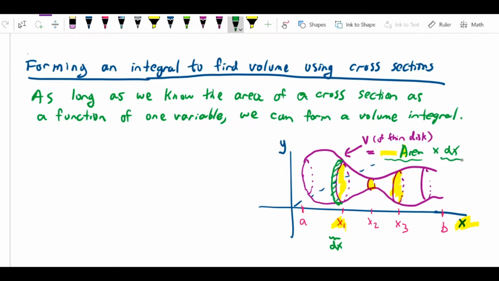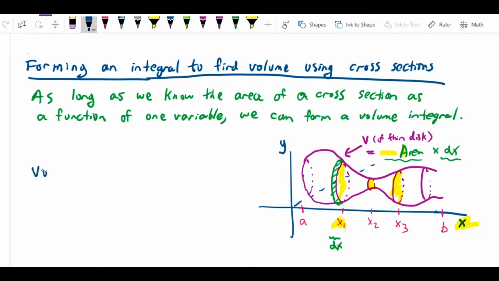In other words, this is the cross-sectional area, and this is its length perpendicular to the cross-section. The thing that's nice here is that I can determine what the cross-sectional area of this solid is as long as I know what the x position is. I'm going to get one cross-sectional area if I'm sitting right here over x1, a different cross-sectional area if I'm sitting over x2, and a third one if I'm sitting over x3. But I can write out the volume of a typical slice this way.